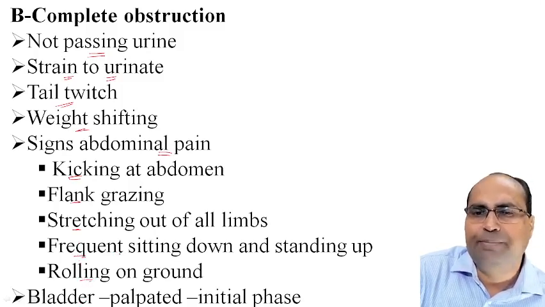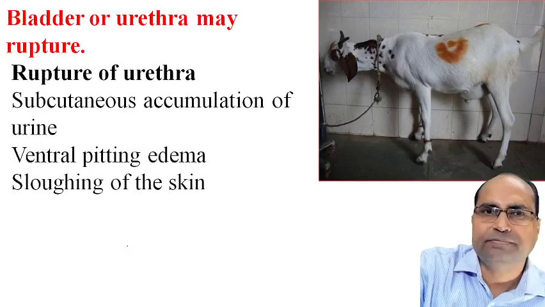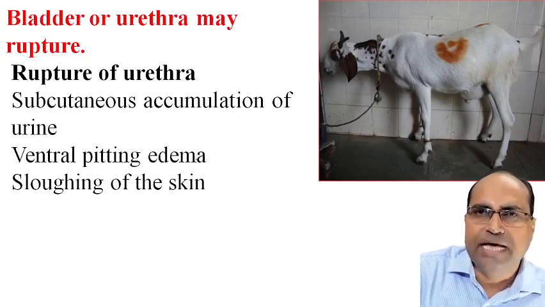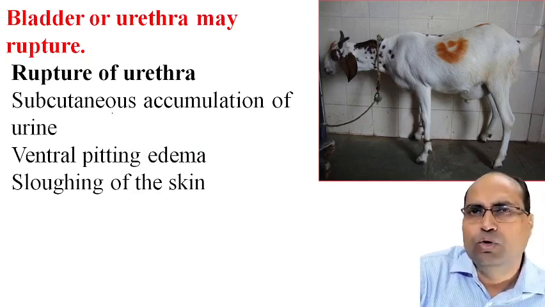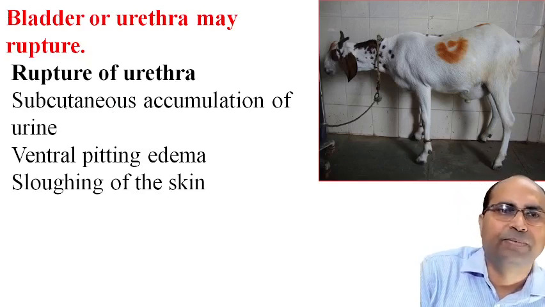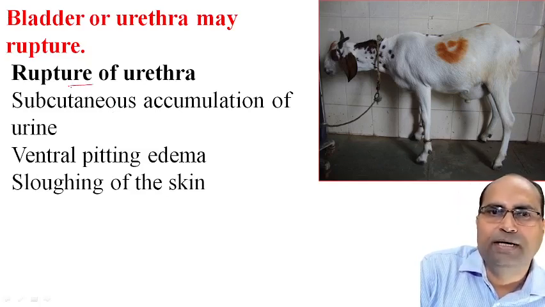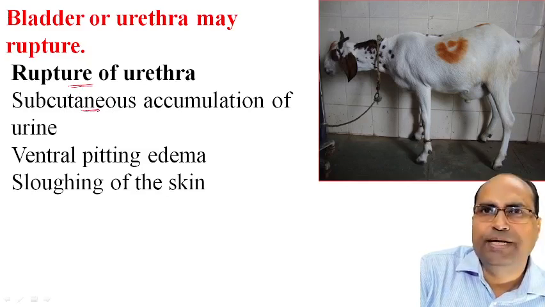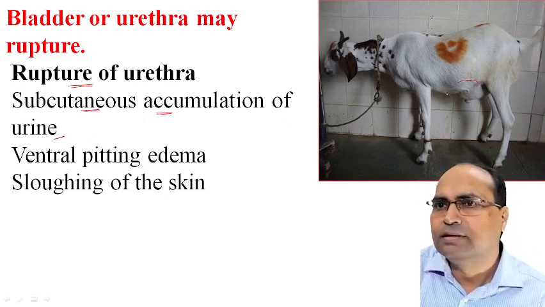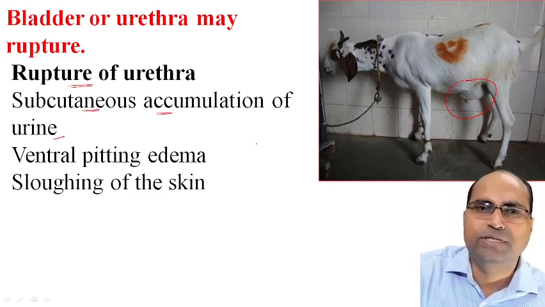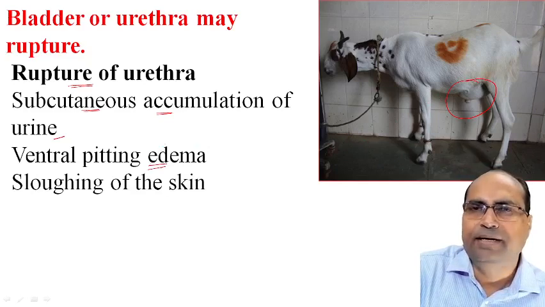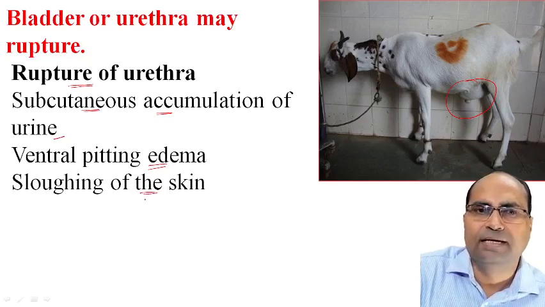The urinary bladder is palpated at the initial stage. If these types of cases are not treated on time, then the bladder or urethra may rupture. In case of rupture of the urethra, there is subcutaneous accumulation of the urine. In case of rupture of the urethra, ventral pitting edema and sloughing of the skin in long-standing cases are observed.